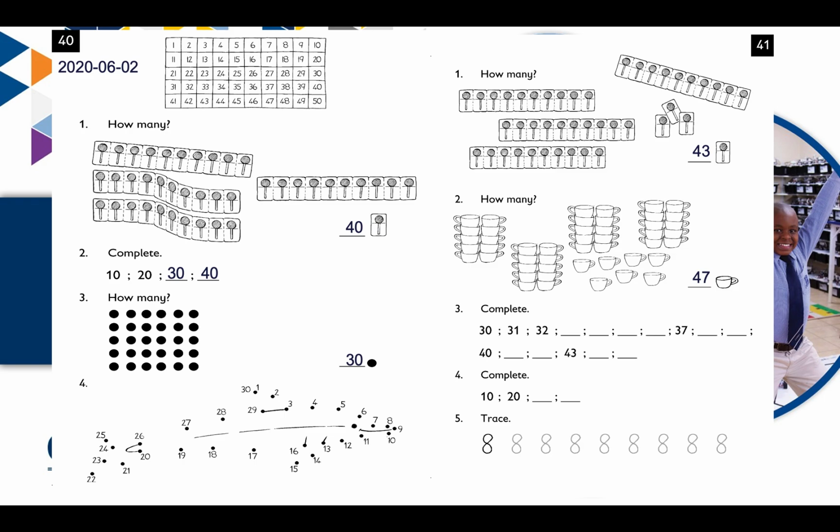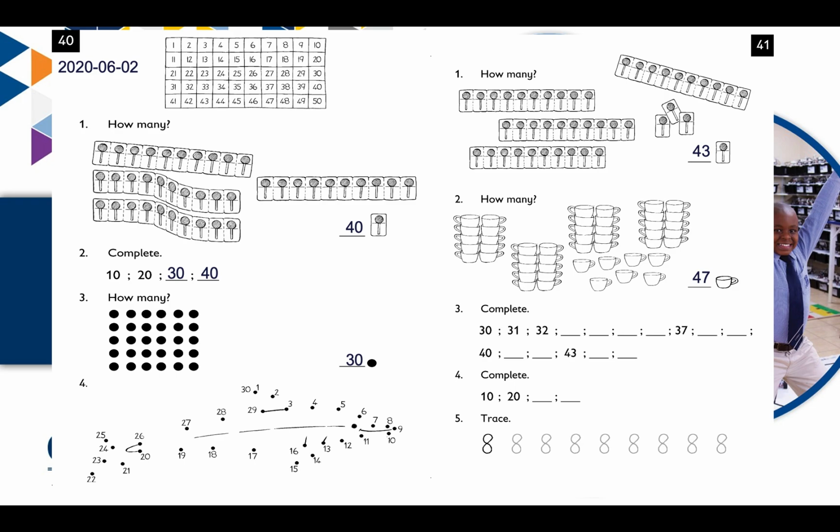Now, number 4, we are counting in tens again, just like we did in number 2 on the previous page. 10, 20, and then we carry on. And then for number 5, we are just tracing the number 8s. And that is all for today, grade 1s.